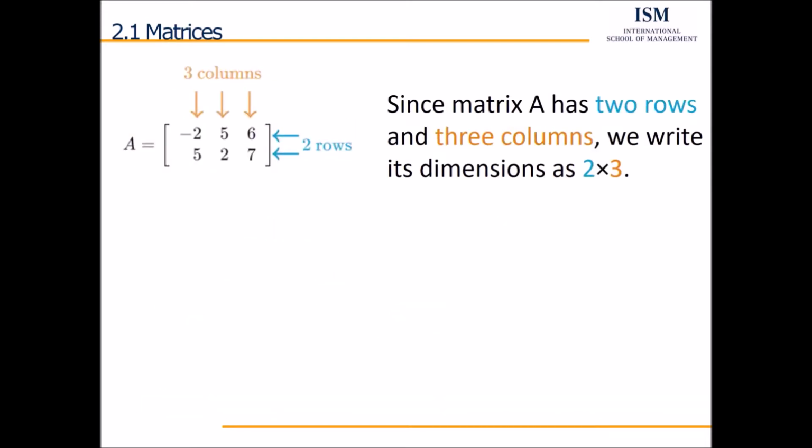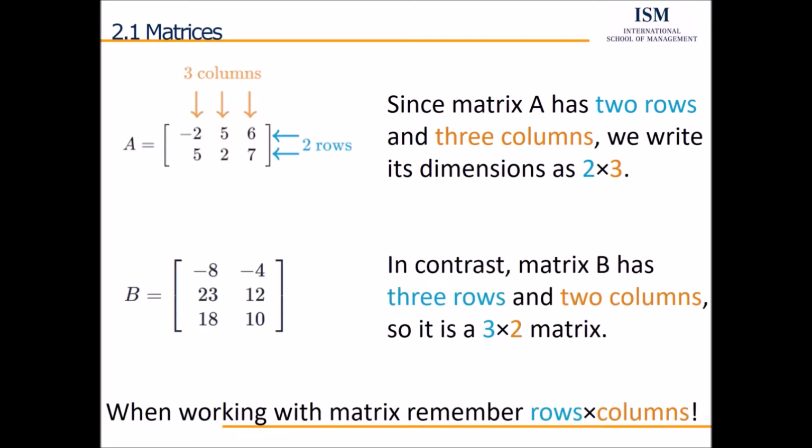For example, this matrix A has 2 rows and 3 columns. Therefore, the matrix A is a 2 by 3 matrix. In contrast, matrix B has 3 rows and 2 columns. Matrix B is a 3 by 2 matrix. Remember, when working with matrices, it is rows by columns, okay?